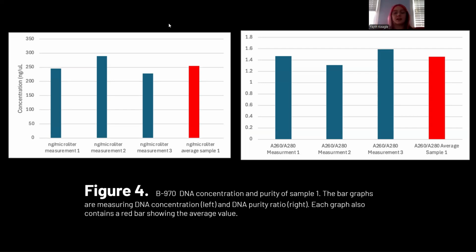Figure 4 shows the DNA concentration and the purity of sample 1. So on the left-hand side, we have the DNA concentration, and on the right-hand side, we have the purity of the sample. So this sample was measured 3 times, as indicated by the 3 blue bars shown, and the red bar shows the average of those 3 measurements. So for this figure, the average DNA concentration lies right around 255 nanograms per microliter, and the A260/A280 ratio, or the DNA purity ratio, is about 1.45. And this indicates that there's a moderate protein contamination because the ideal purity ratio is around 1.8.